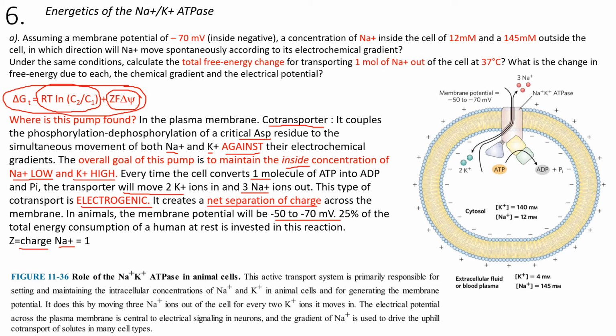And now I'm going to read you the figure 11-36. Okay. So, role of sodium-potassium ATPase in animal cells. This active transport system is primarily responsible for setting and maintaining the intracellular concentrations of sodium and potassium. And like we said, we want to keep sodium low and potassium high inside of the cell, right here. And you can see that sodium is 12 millimolar and potassium is 140 millimolar.